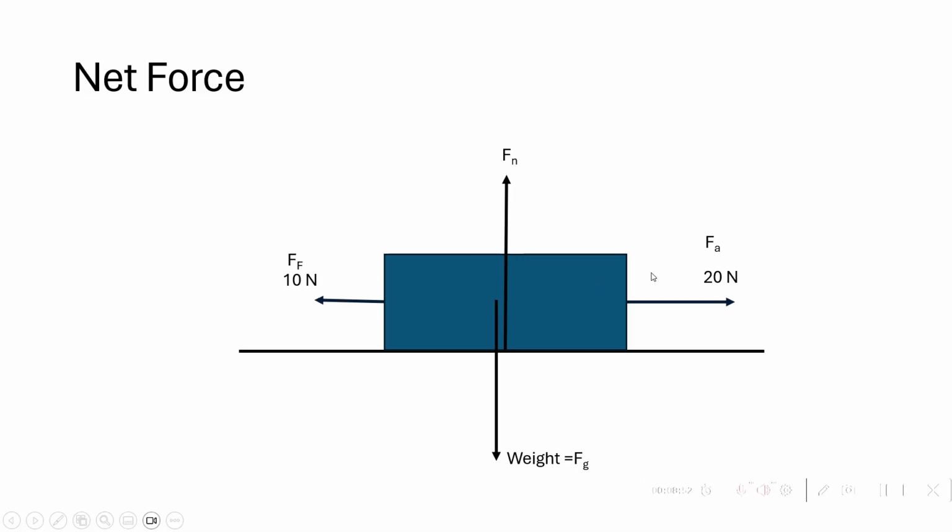And the normal force is the opposite one. Here, we usually call the applied force what's pulling, and the friction force is what's preventing motion. It moves in the opposite direction of the velocity. And here we have a net force of 10 newtons to the right, so it would be accelerating to the right.